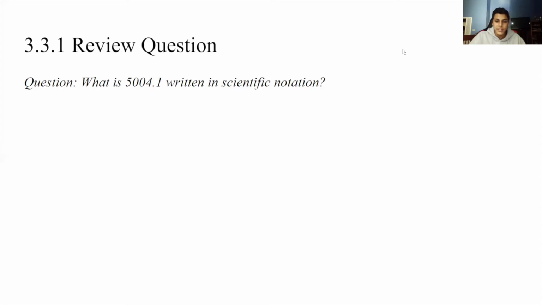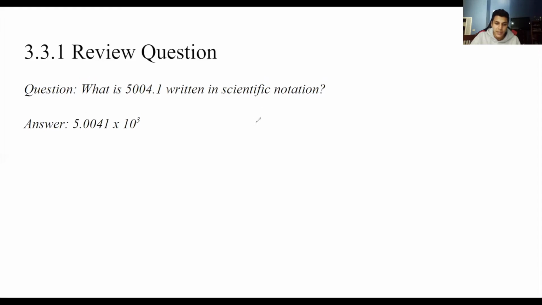So the correct answer to this question was 5.0041 times 10 to the power of 3. So our 3 steps in finding scientific notation for a number is to find the value of a, which I'm going to write as the first step. Then we want to find the value of n, and then we combine them together to finish the scientific notation, which I'm just going to write an F for finish. So find the value of a, find the value of n, and then finish the scientific notation by using your values in the proper form.